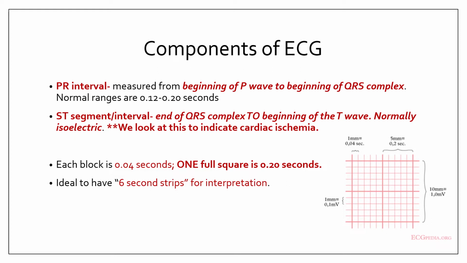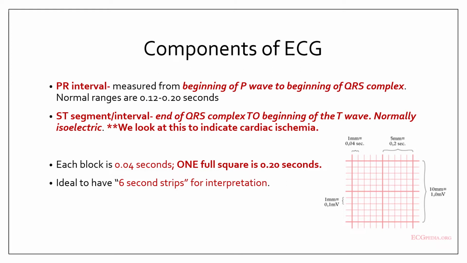So a normal PR interval is 0.12 to 0.20 seconds. So any prolonged PR interval, we're thinking about an AV conduction delay, maybe a first-degree AV block. In a short PR interval, the impulse is bypassing the AV node.